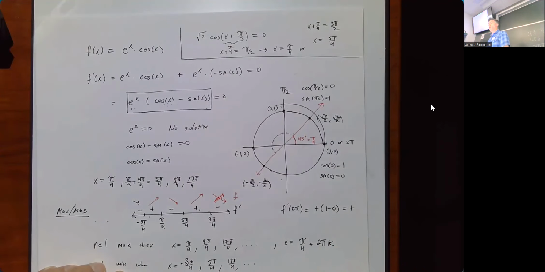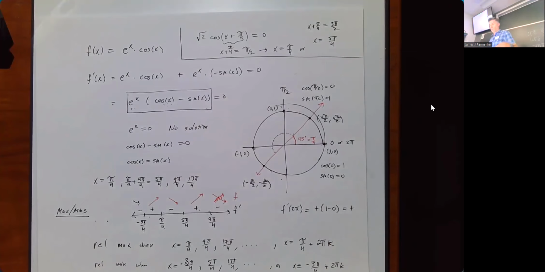So pi over 4, or anything that is coterminal with pi over 4, you're going to get a relative maximum. Similarly, here we could write x equal to negative 3 pi over 4 plus 2 pi k. So that's where your relative extrema occur.